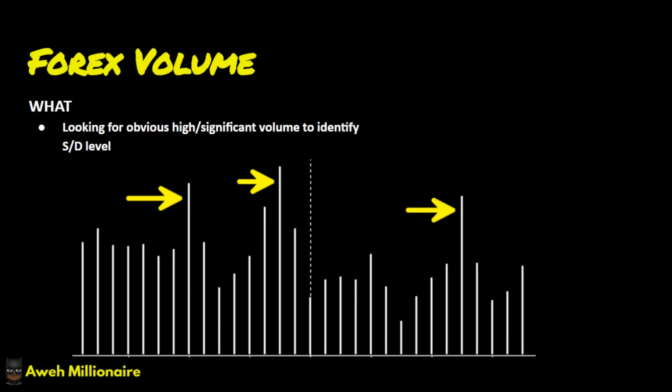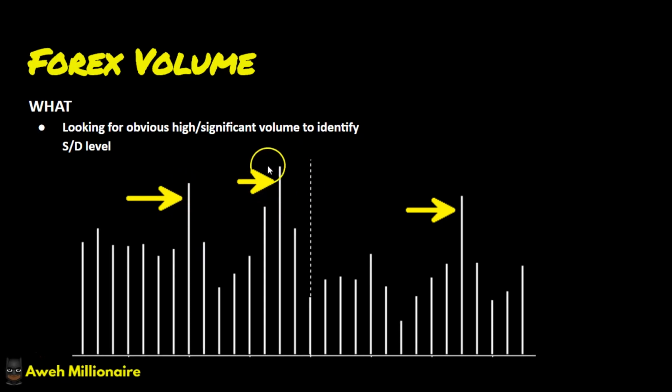Now, specifically when we are looking at the Forex volume to help us identify the supply and demand level, what we are looking for is obvious, significant high volume to help us identify where the supply and demand price level is. We're looking for obvious significant high volumes. Okay, as you can see over here in this example, you can see this is an obvious high significant volume.